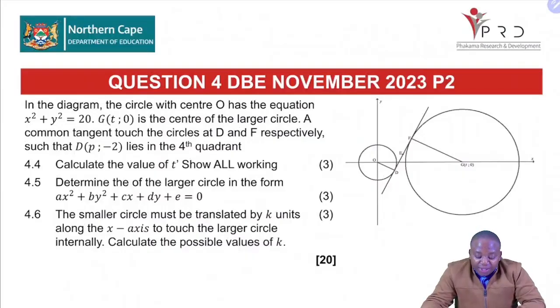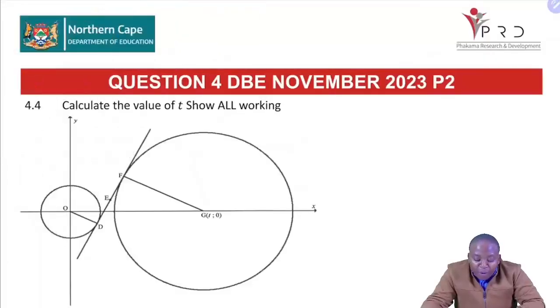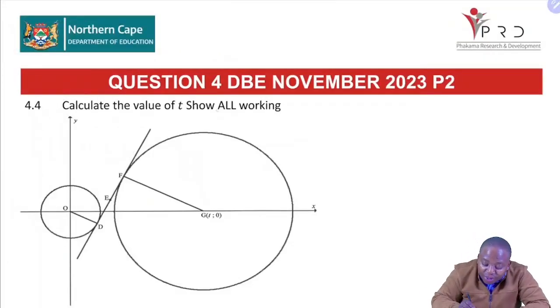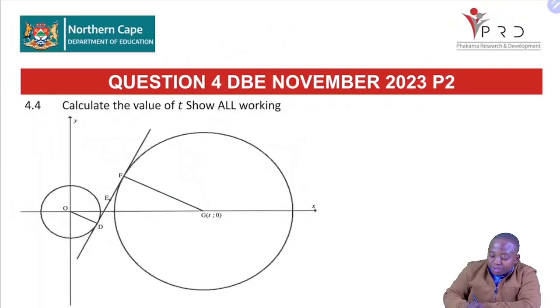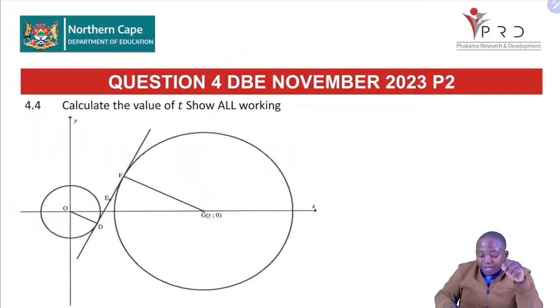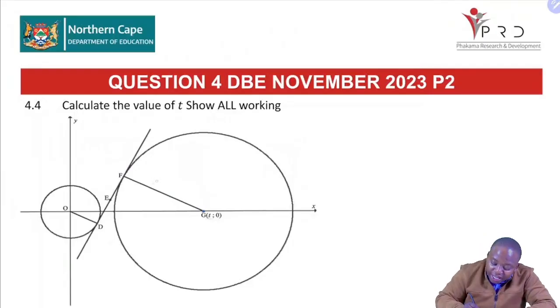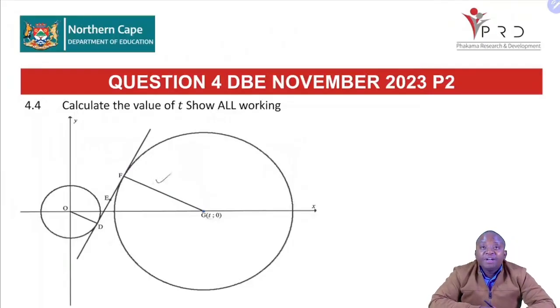Welcome back, grade 12. Let us now look at 4.4. It says, calculate the value of t and show all of the working out. How do we find t? T is the x-coordinate of the center of the larger circle. Now, to find the coordinate t, what do we do? We need to find the equation of FG.